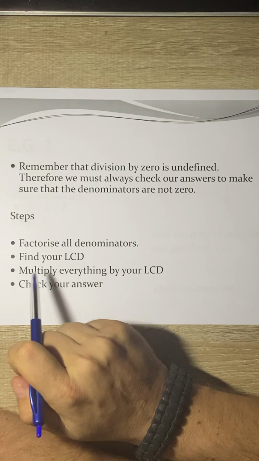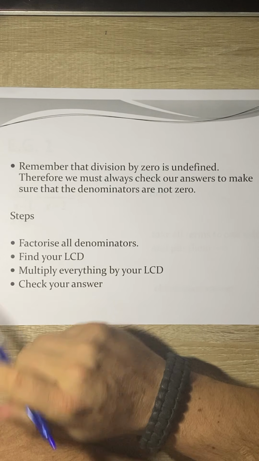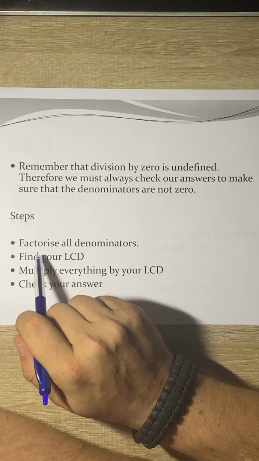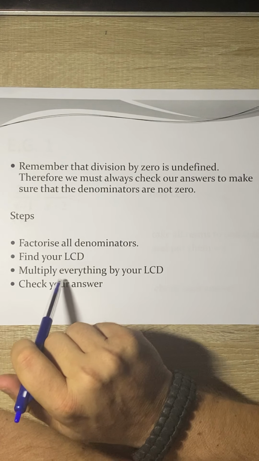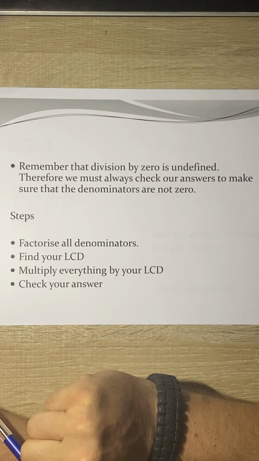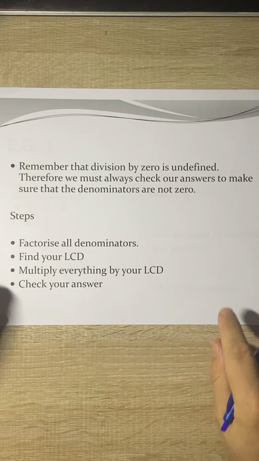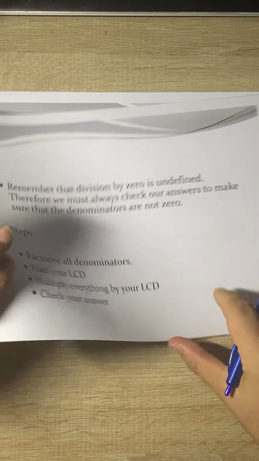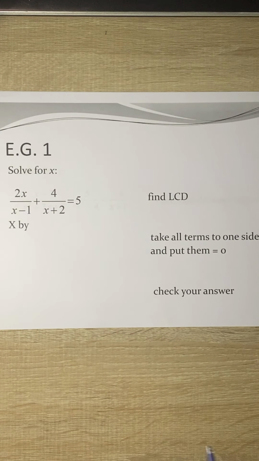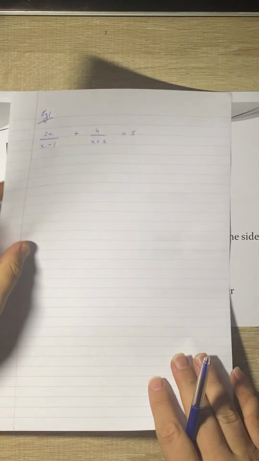We need to factorize all the denominators. Just like with any fraction question, we need to find an LCD. Multiply everything by your LCD, okay, to get rid of the denominators, and then check your answer, which we don't really need to do because we can give restrictions, okay? So if we have a look at the first example, which I've got written over here.